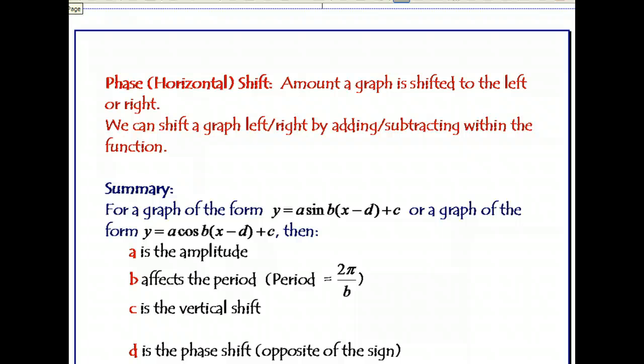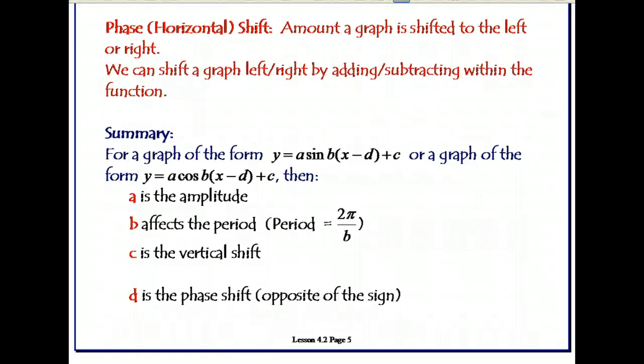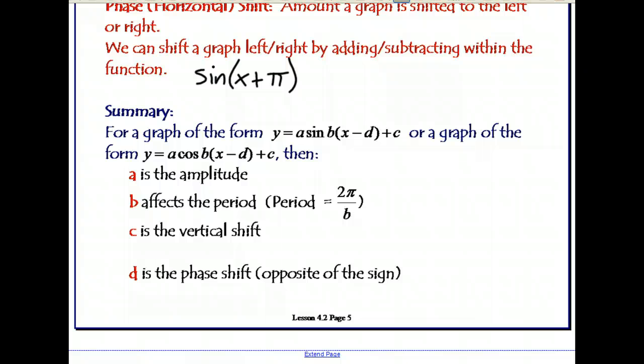All right, so to kind of draw conclusions about this, what we can say, our phase shift or our horizontal shift is the amount the graph is shifted to the left or right. And we can shift it to the left or right by adding or subtracting within the function, meaning inside those parentheses. So again, if we had something like the sine of x plus pi, something along those lines. And again, remember, plus means to the left, minus means to the right, which is normally opposite. If we take a look down here, we have now touched on 4 different areas of movement.